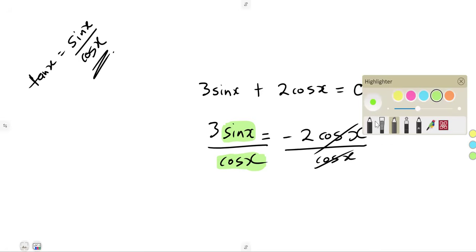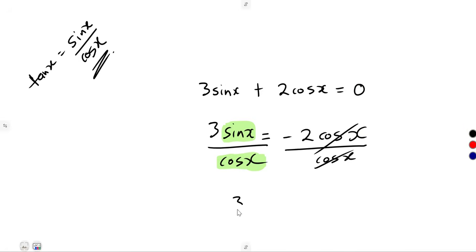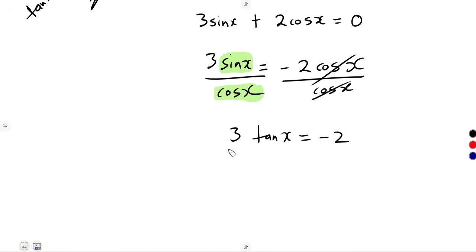So it means we have got 3 tan of x. This one is representing tan. So that's 3 tan of x equal to negative 2. So that's it. We can see that a tan is there. So we can simply divide by 3 to get rid of that 3 on the left hand side. So the tan of x is equal to negative 2 over 3.